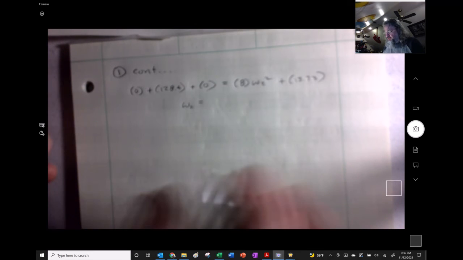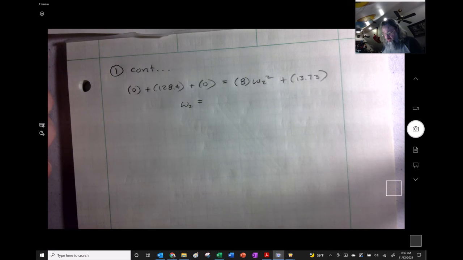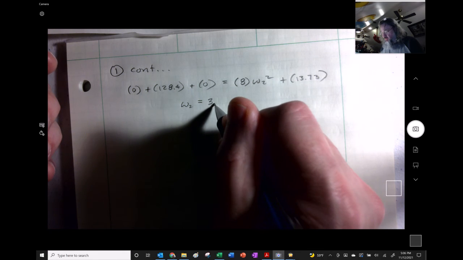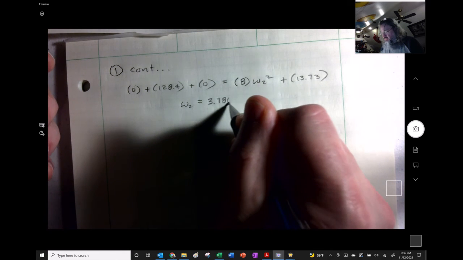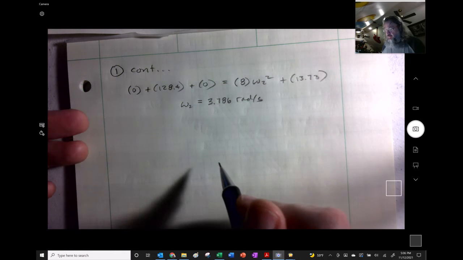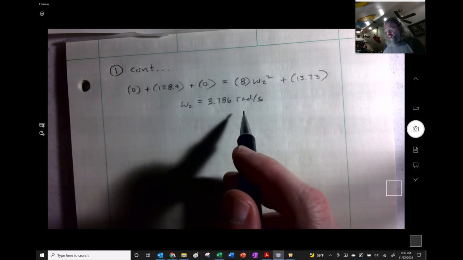And so omega 2 is equal to, let's see, I subtract out my 128.4, divide by 8, take square root. And so I get 3.786 radians per second. And now we have to do the third, or part, this is part A.